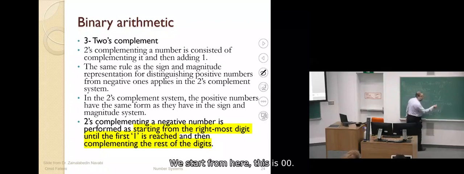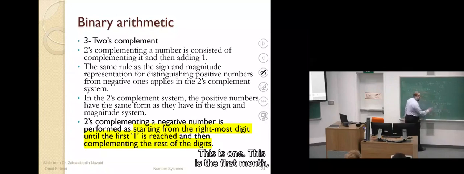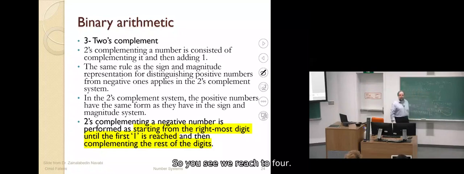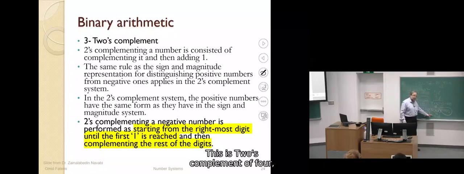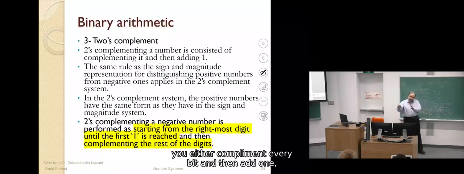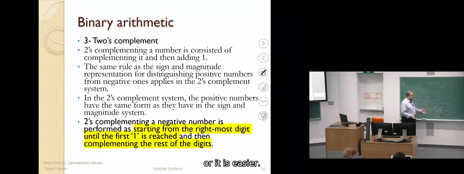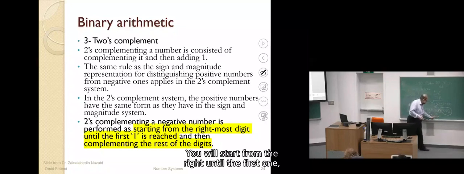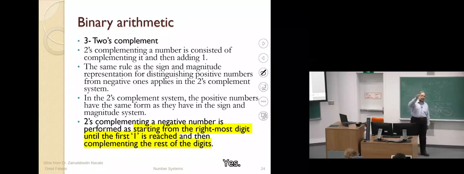We start from here. This is 0. Okay, 0. This is 0. Okay, 0. This is 1. This is the first one. So we keep it. From now on, we complement everything. 1 is 0. 1 is 0. 1 is 0. 1 is 0. So you see, we reach 4. This is the 2's complement of 4, which means minus 4. To do the 2's complement, you either complement every bit and then add 1, or it is easier: you start from the right until the first one, then negate all of the rest.